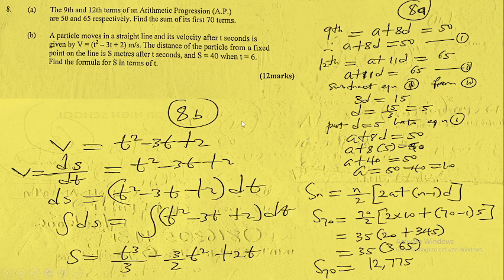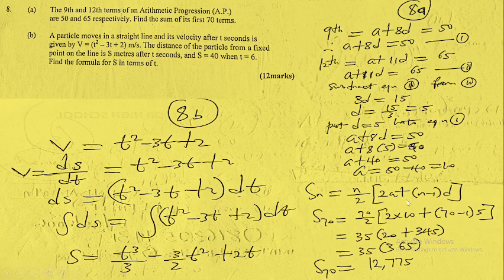So the first term is 10. The common difference is 5. If you were asked to find the second term, it will be A plus D, which is 10 plus 5, that is 15. But that's not what you are asked to do. The question asks us to find, now that we know the first term and the common difference, the sum of its first 70 terms. We are summing the first 70 terms together.